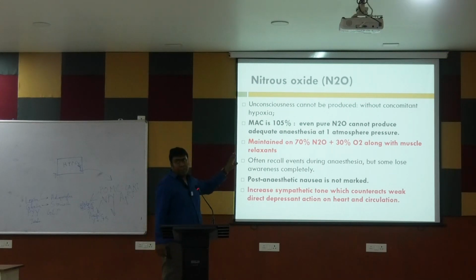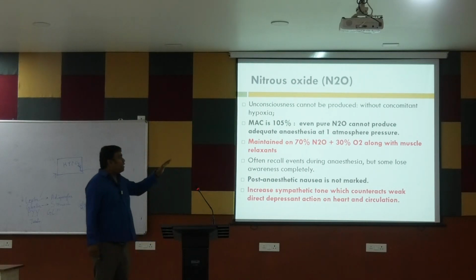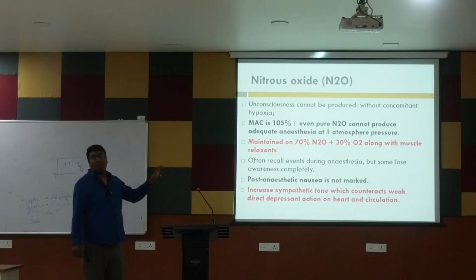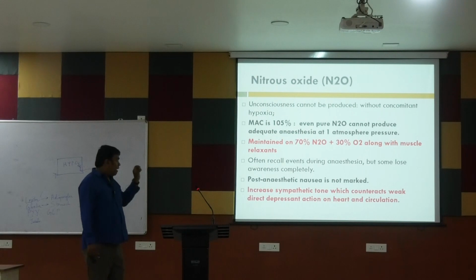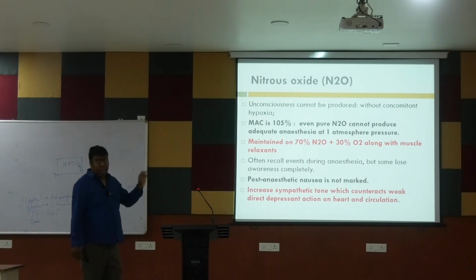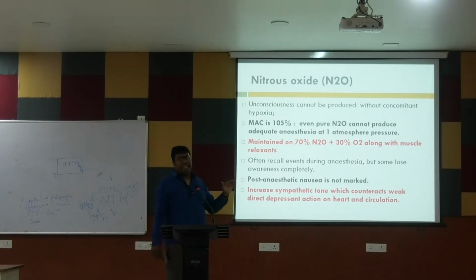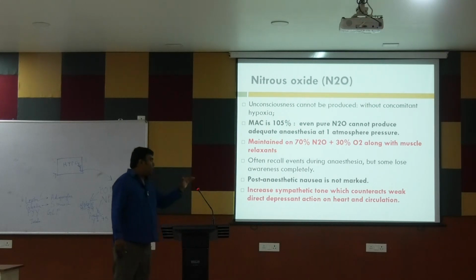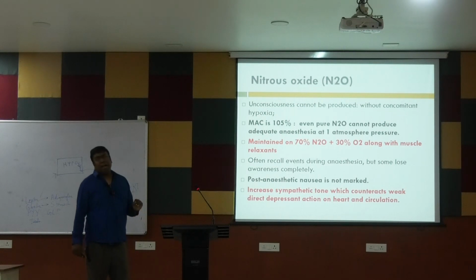MAC is 105%. So it is a very poor general anesthetic. So how is it used? 70% nitrous oxide along with 30% oxygen and muscle relaxant can produce optimal general anesthesia. Post anesthetic nausea and vomiting is less. Increased sympathetic tone counteracts the direct depressant action on the heart and circulation.